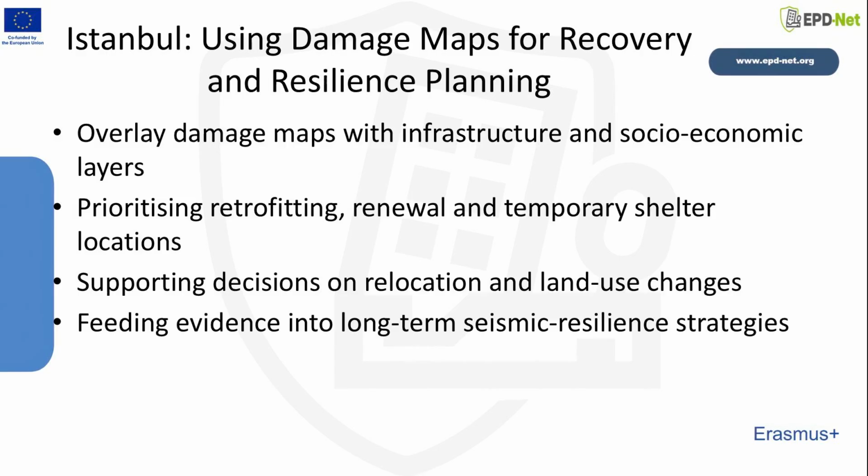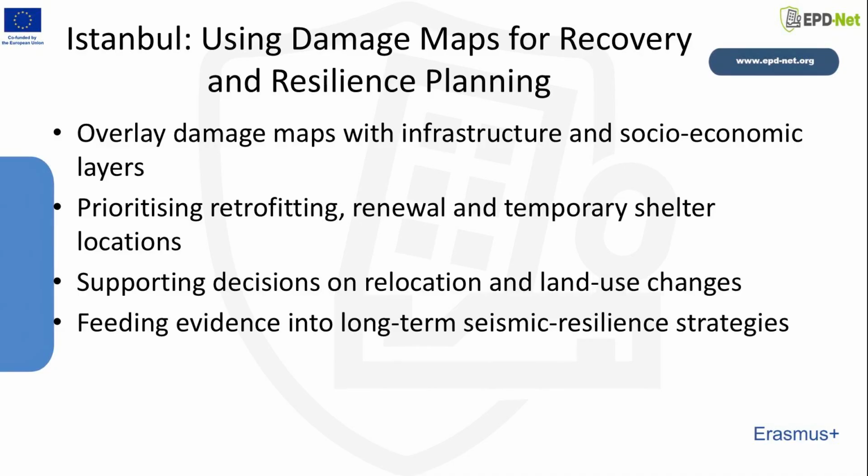In this topic we focus on how earthquake damage maps derived from remote sensing can be used beyond the immediate emergency phase to inform recovery and long-term resilience planning in Istanbul. Once building-level damage maps are produced, they are combined in a GIS with infrastructure networks, land use data, population distribution and socio-economic indicators. This integrated view shows where severe damage coincides with high population density, critical facilities or already vulnerable communities. Planners and policymakers can use this information to prioritize which neighborhoods should receive retrofitting support, where urban renewal projects are most urgent and which locations are suitable for temporary shelters and service hubs.